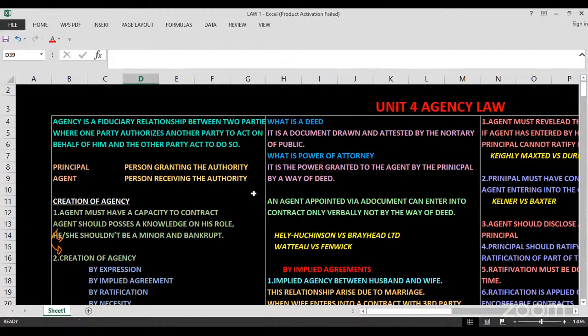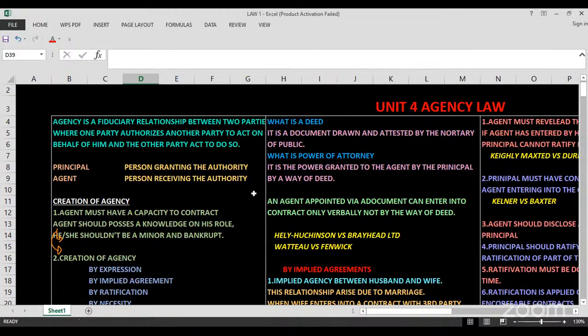Next, an agent appointed through a document can enter into a contract only verbally, but not by way of a deed. Let's say an agent is going and signing a contract on behalf of the principal. When an agent is appointed through a document, which means just a written paper that is not authorized, then that person can enter into a contract verbally, not by way of a deed.